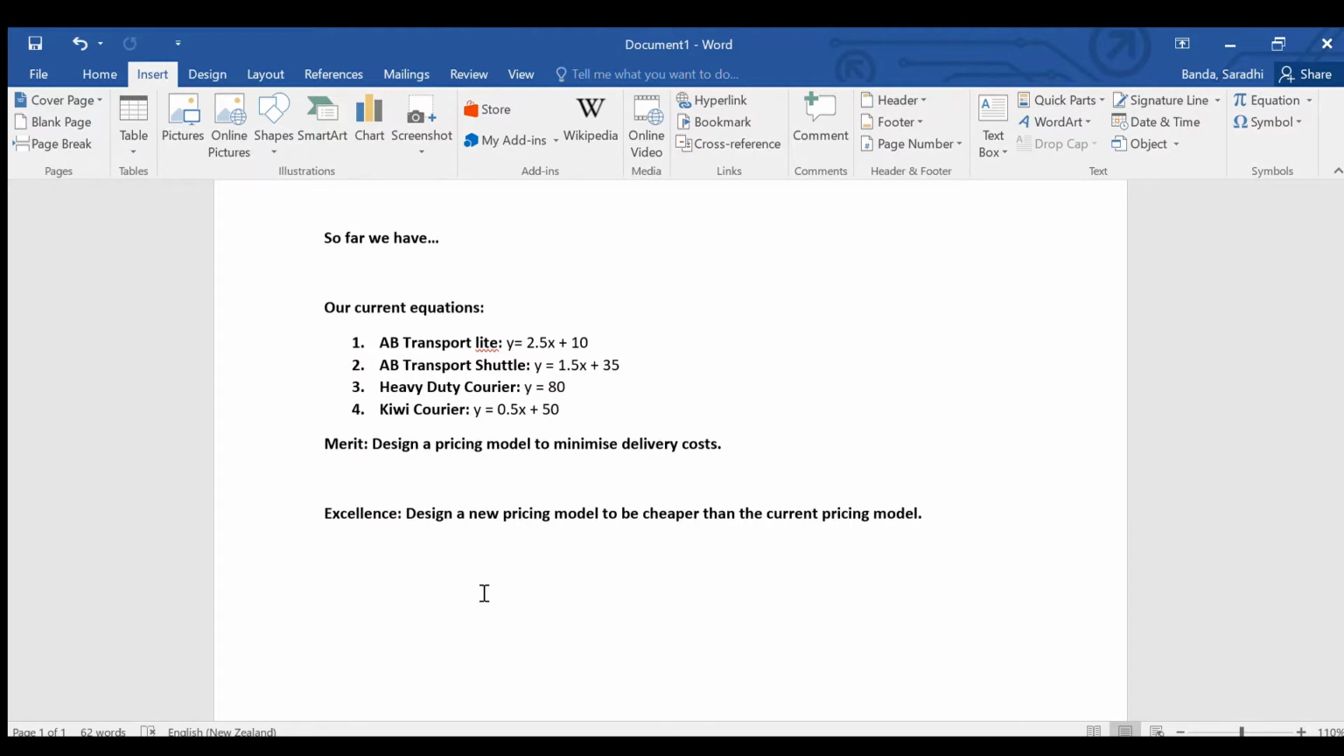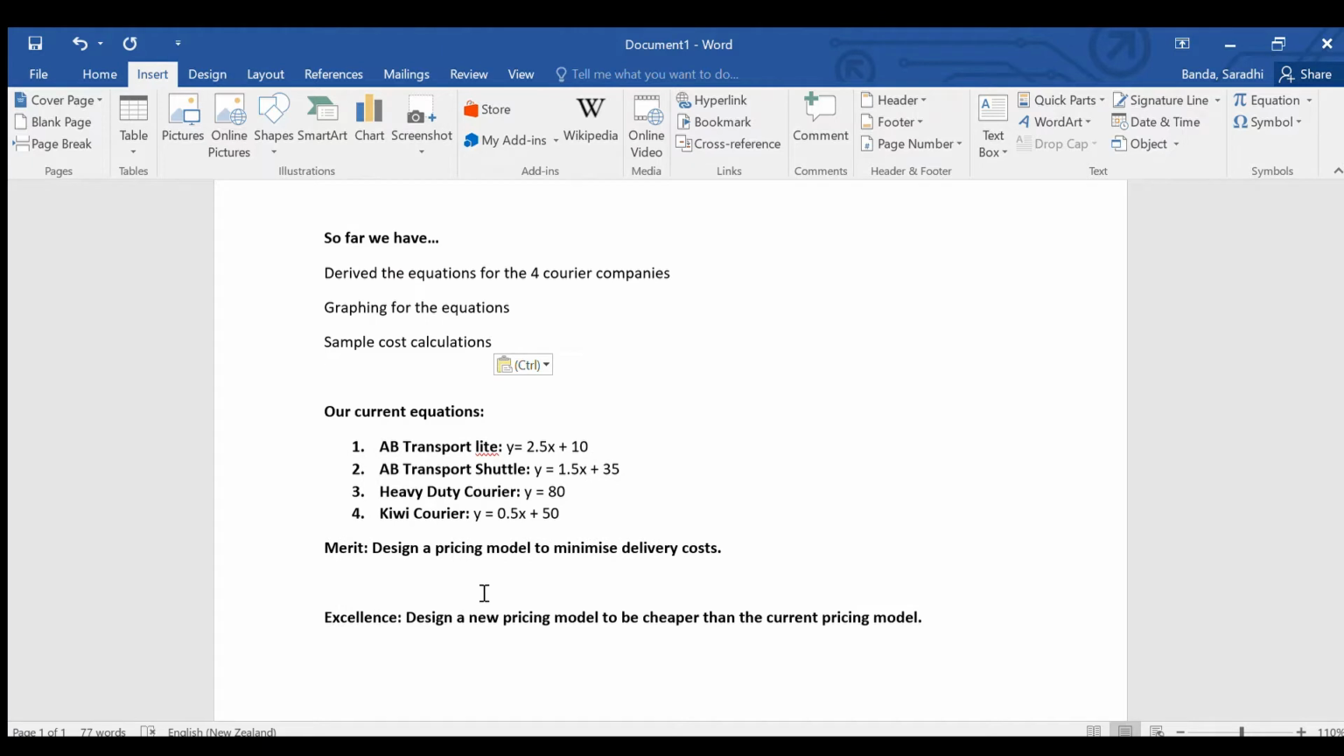Just a quick recap of what we did so far. We've looked at three things. The first thing is we derived the equation for all the four courier companies. Second, we went ahead and graphed these four equations on Desmos. And lastly, we did a sample cost calculation.